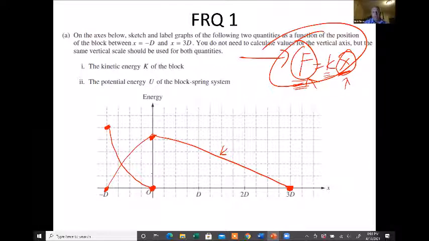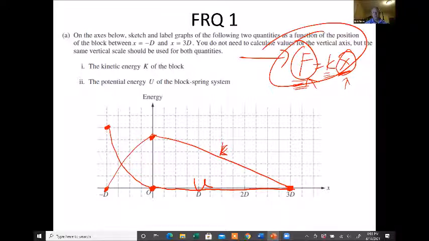And the box is on the ground, which means how much potential energy does the box have at that point? None. So we ought to draw a straight line right here along the x-axis like so. So this is our potential energy graph. This is our kinetic energy graph. Does that make sense?